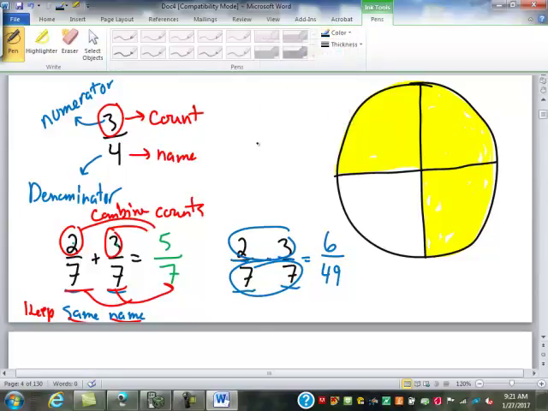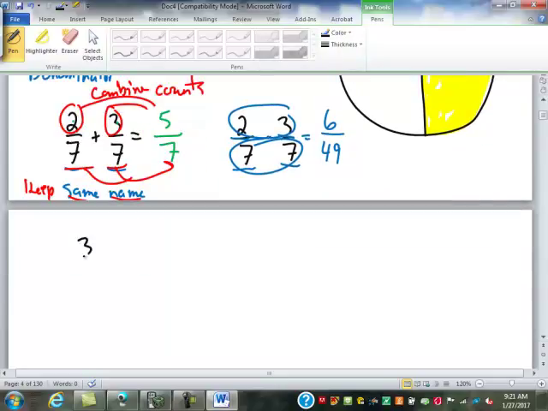When we go to add, however, we can run into like 3/4 plus 1/5. If we go to add those, can we add them the way they're written? No, they have different names. So one of the first things we have to do for adding and subtracting fractions is figure out how to rename them.